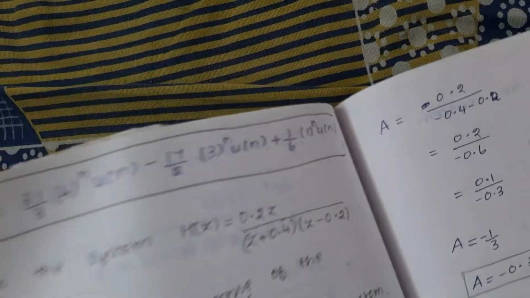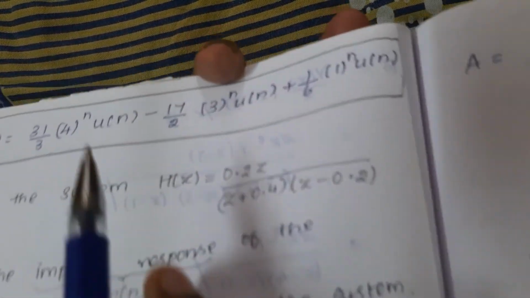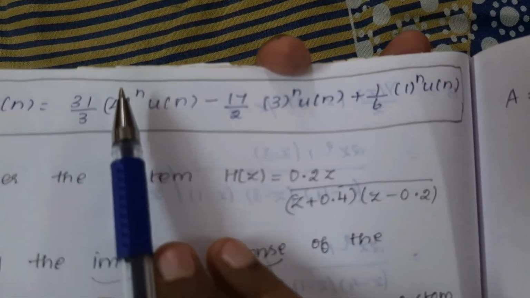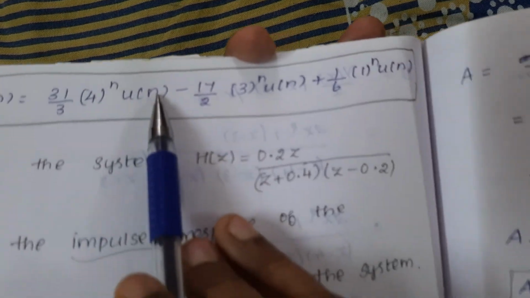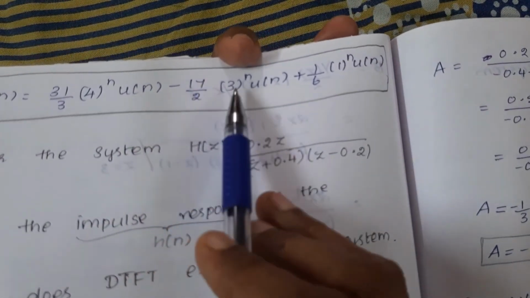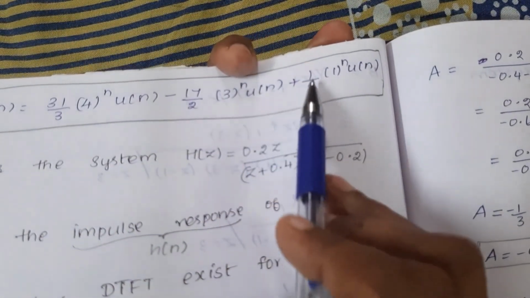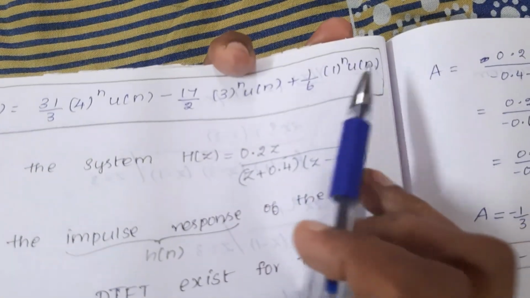If you take the inverse z transform, you will get the answer: y of n is equal to 31 by 3 times 4 power n u of n minus 17 by 2 times 3 power n u of n plus 1 by 6 times 1 power n u of n. So that is the answer.